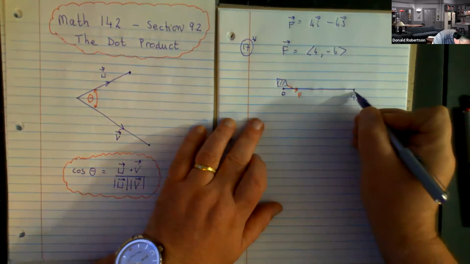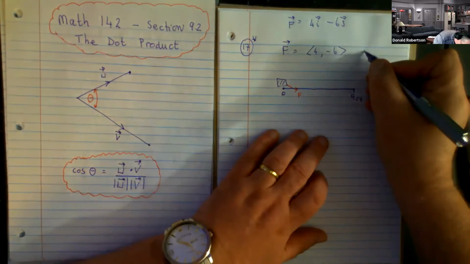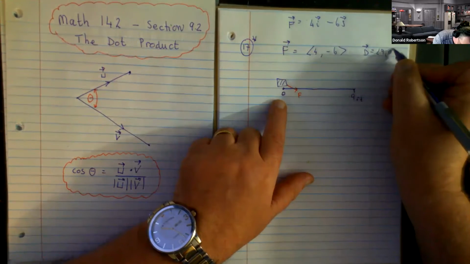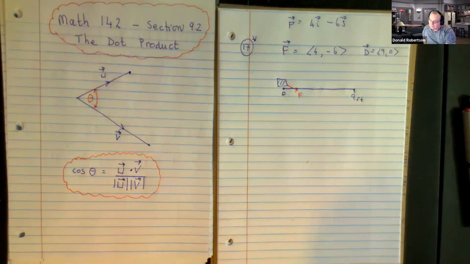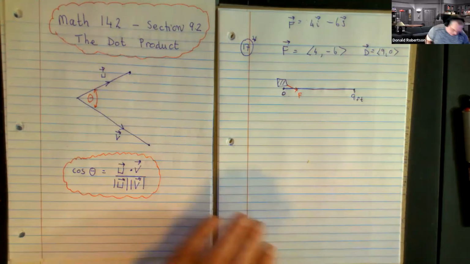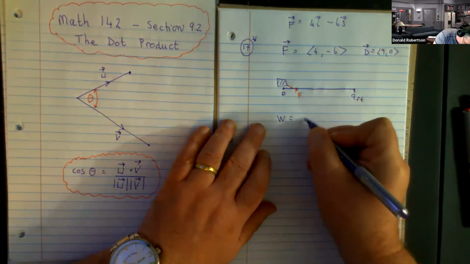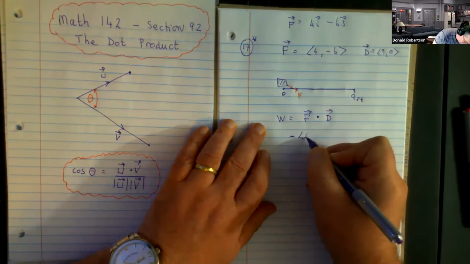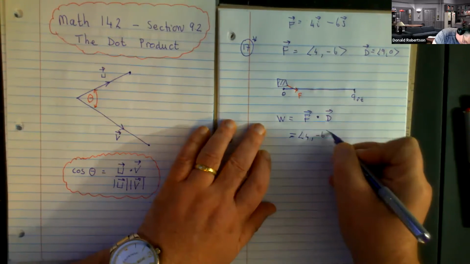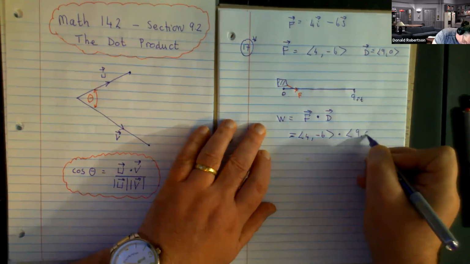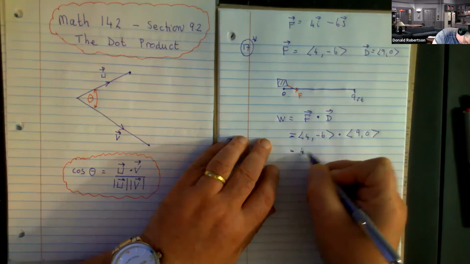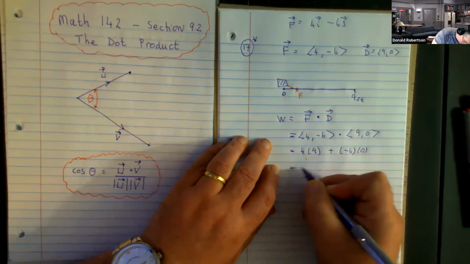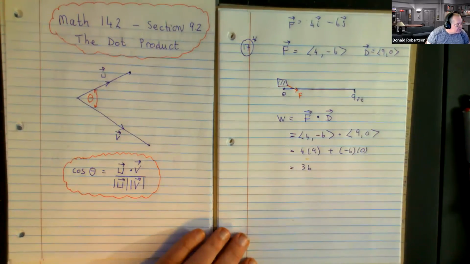Well, since that is my movement vector, the vector we tend to call D, isn't that simply just 9, 0? Would you agree? 9, 0. So the work done is F dot product D. And so 4, -6 dot product with 9, 0. And so that's 4 times 9, add -6 times 0. And the answer we get here is 36.